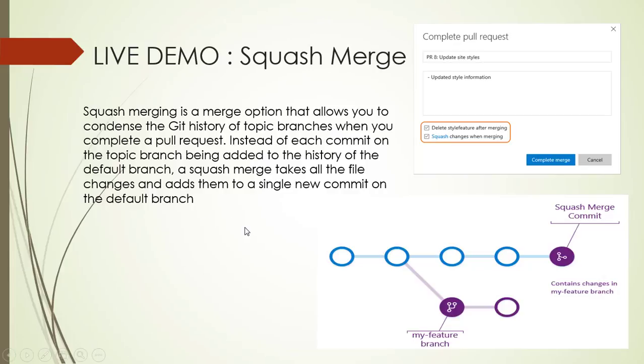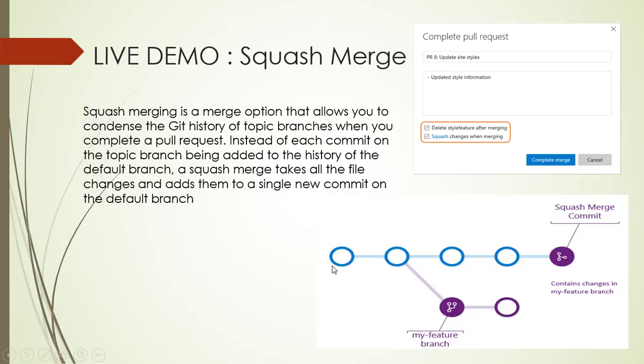Squash merge is one kind of merge option that allows you to take all the changes of different commits and squash them. Squash is like a merging option. In the same way that we squash a paper, it will squash all the merge commits, and after that it will push onto the default branch using a new commit.